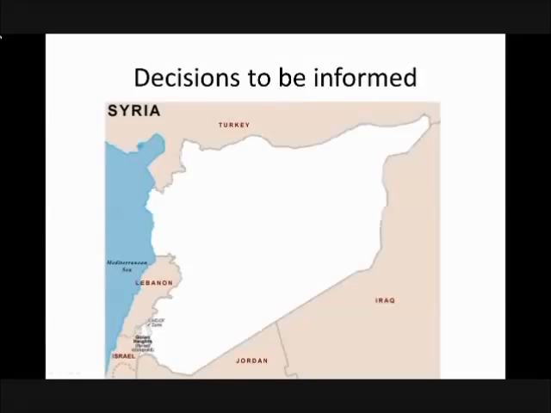So, decisions to be informed. I wanted to discuss this point a bit because any assessment needs to be designed according to its function. What are those decisions that need to be taken? What are those decisions that need to be informed? Is it a cluster strategy? Is this a flash appeal? Is this a consolidated appeal process?